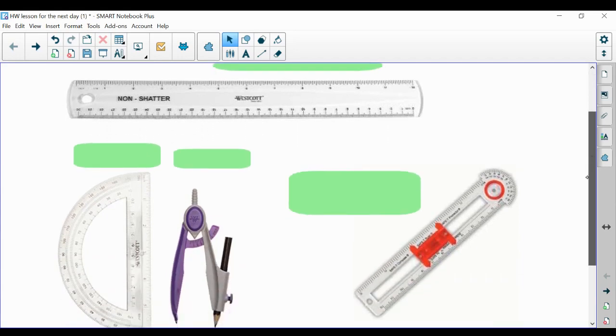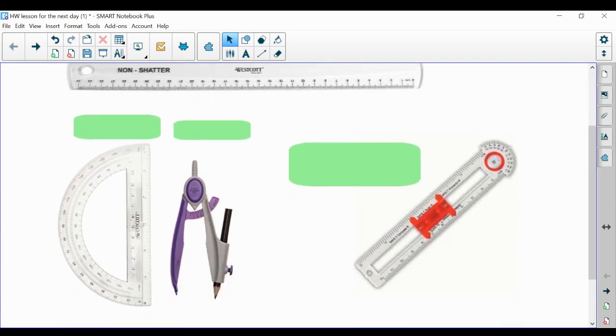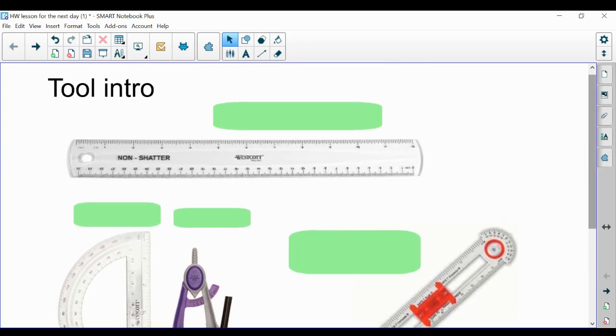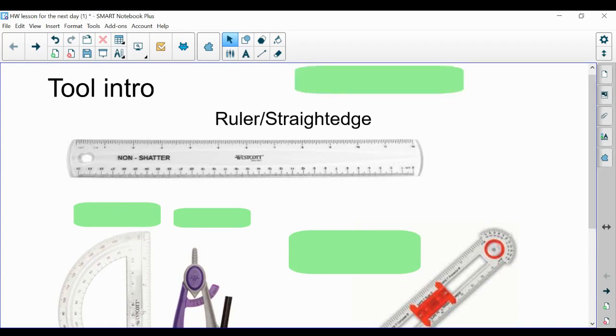So the first one on top, the one on the bottom left, the one in the middle, the one on the bottom right. Do you know their names? Let's take a guess. The first one, the one on the top, is the ruler. In geometry, we have another name. It's called a straight edge. On the geometry Regents exam, they are not going to say use the ruler to construct. They will say use the straight edge to construct. So you need to know straight edge.